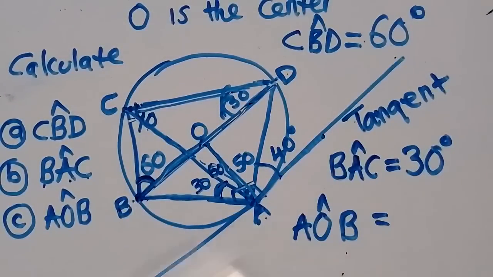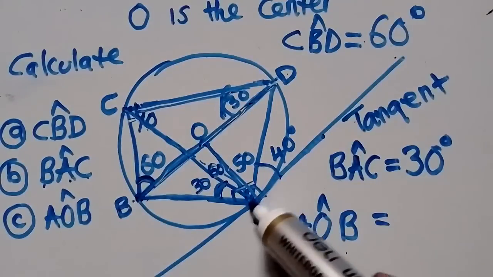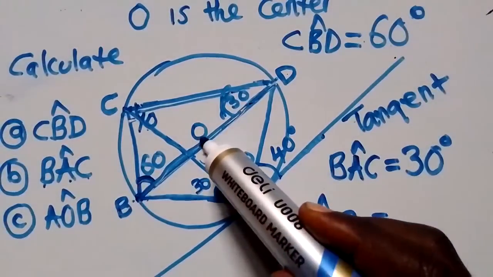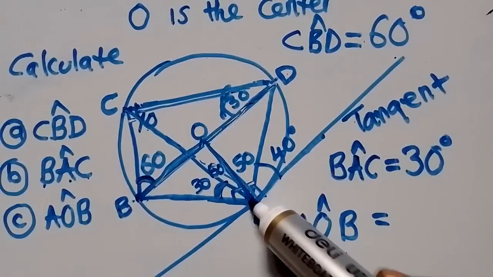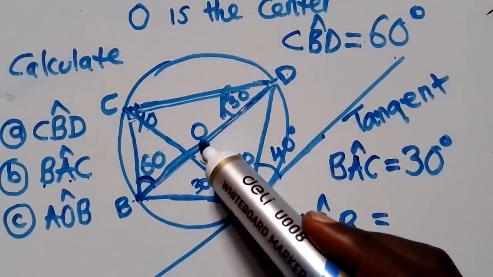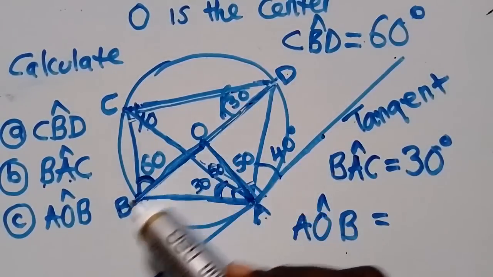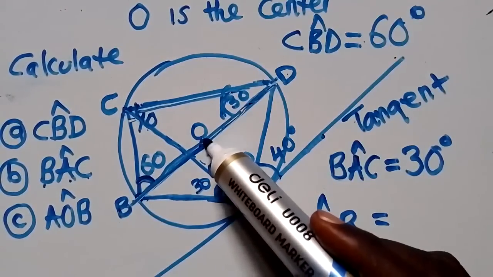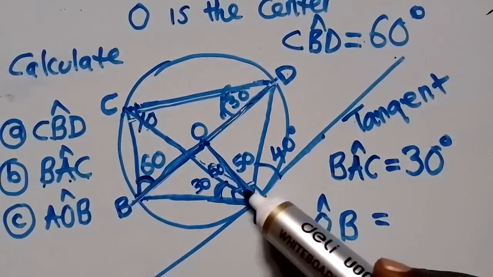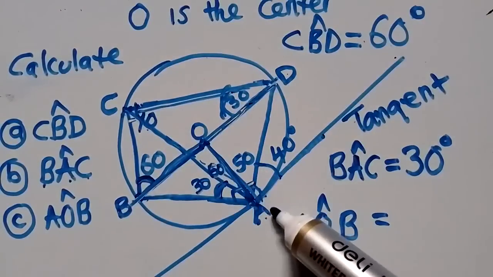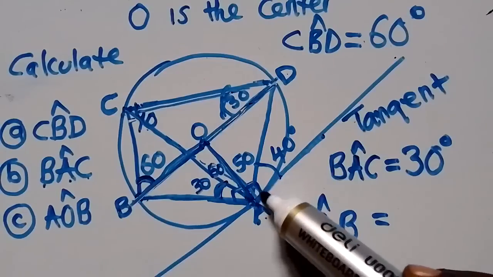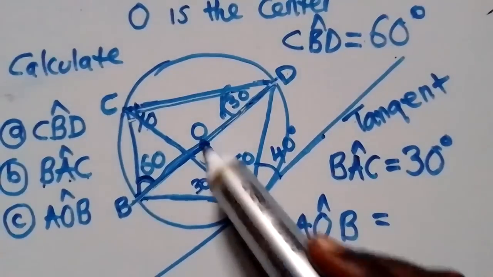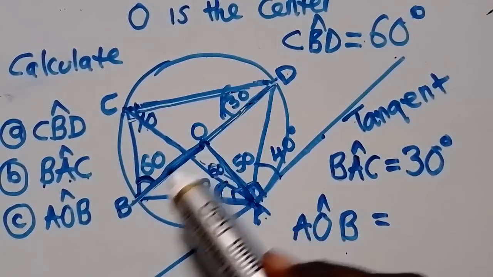Have you seen? A is here. From here, from the tangent touching the radius, then it goes there. So I've told you the line from the tangent touching the radius makes a 90 degrees. Here there is a 90 degrees.